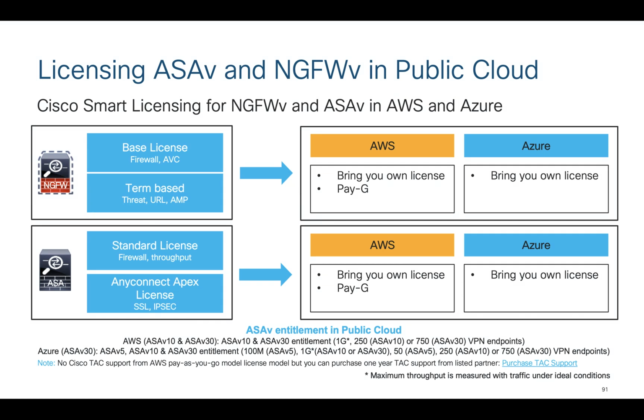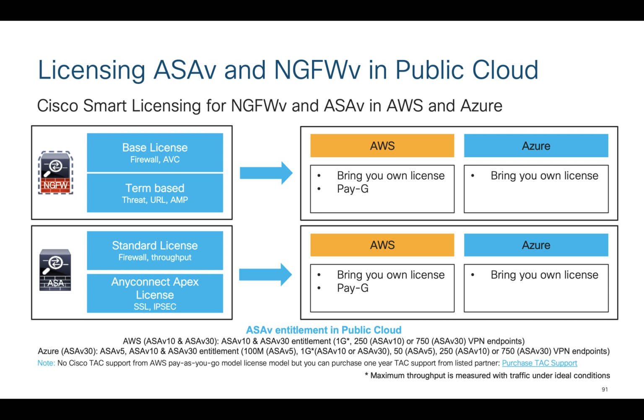Licensing is really important to understand. For next generation firewall, by default when you purchase it, you have a base license, which will let you use it for firewalling, application visibility and control. You also have term-based licenses available for threat, URL and AMP. On AWS we have bring your own license and pay as you go. For Azure we have bring your own license.